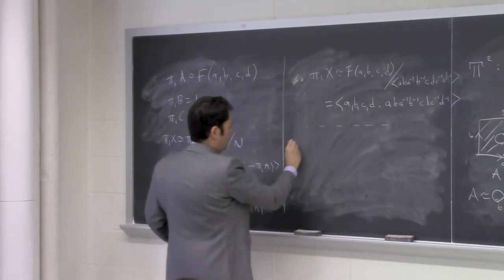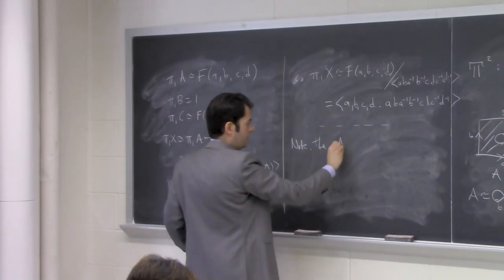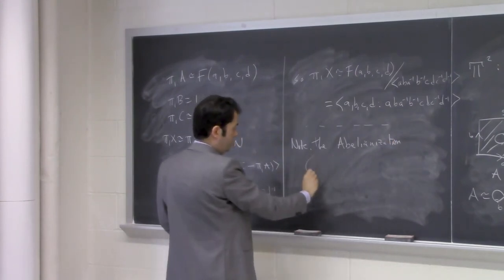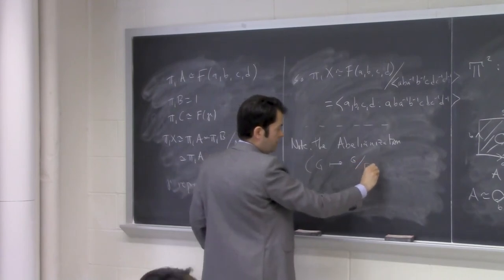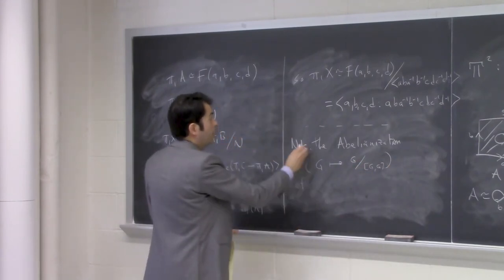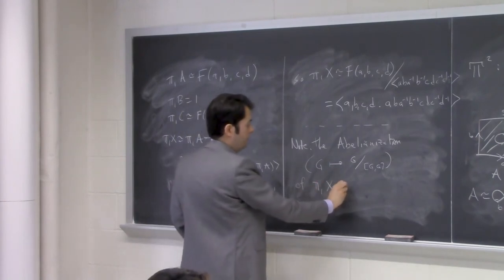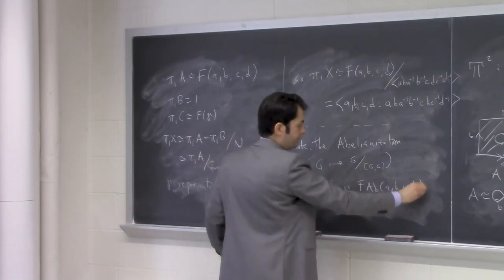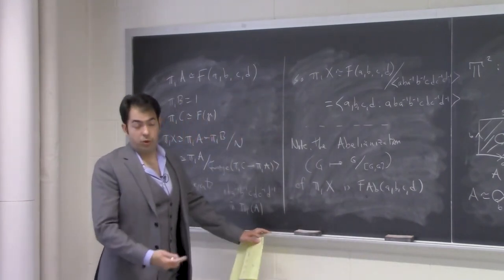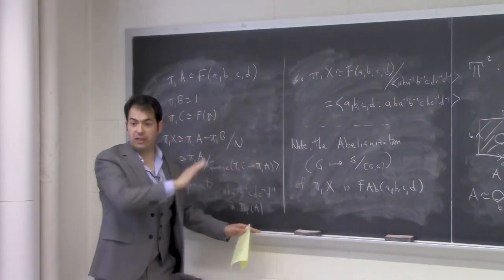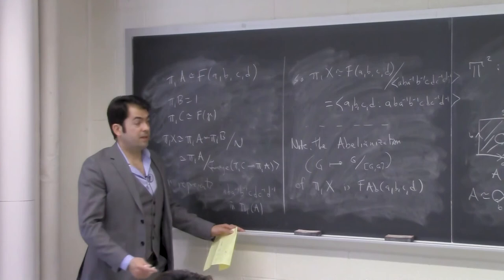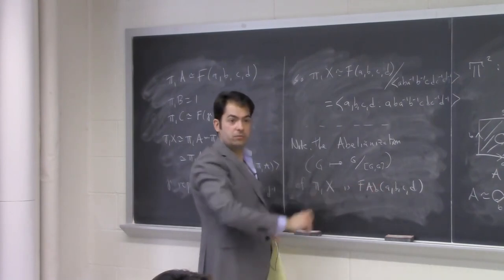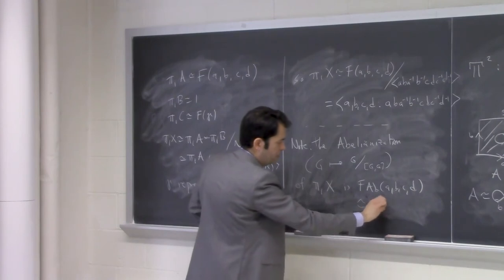So note the abelianization. So G goes to G divided by its commutator subgroup. Of pi 1 of x is the free abelian group on four generators, right? So this is easy to see, because if I make this abelian, if I just declare that A, B, C, and D are now going to commute, then this relation doesn't add anything, right? So I just get the free abelian group with no relations, right? So that's Z to the 4.